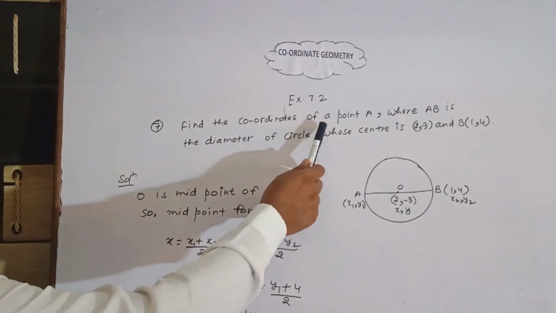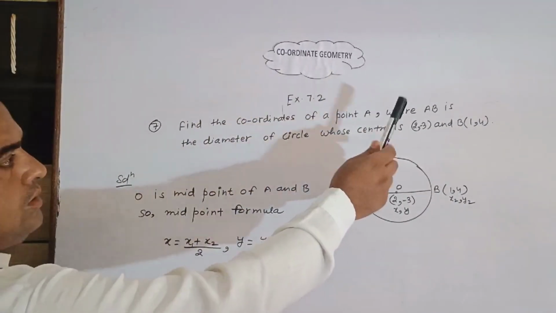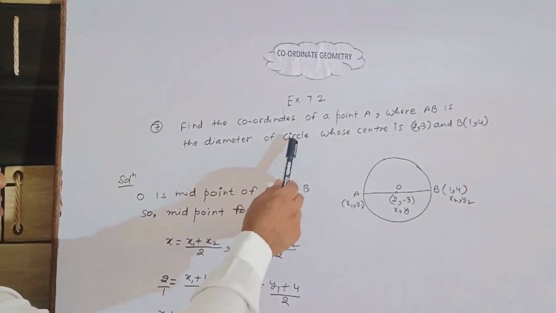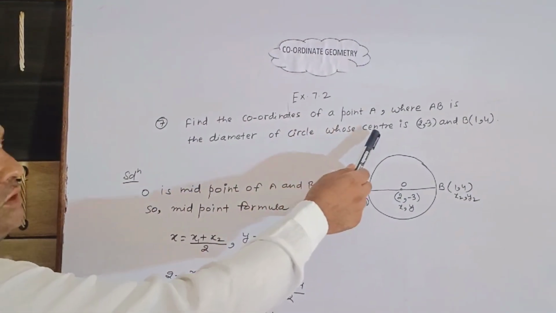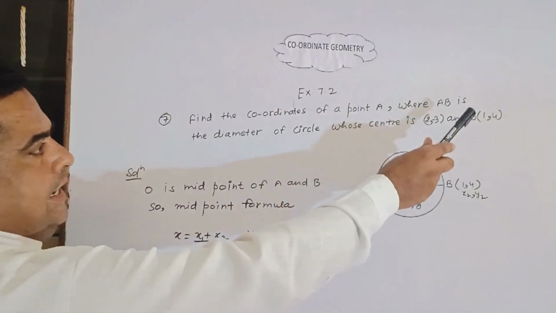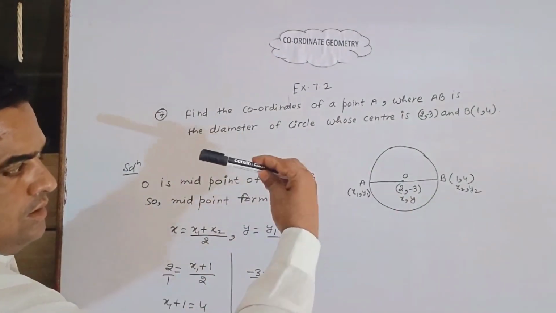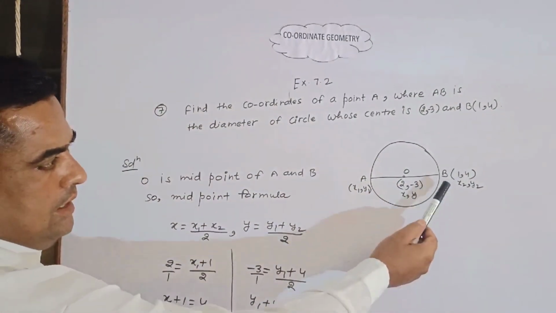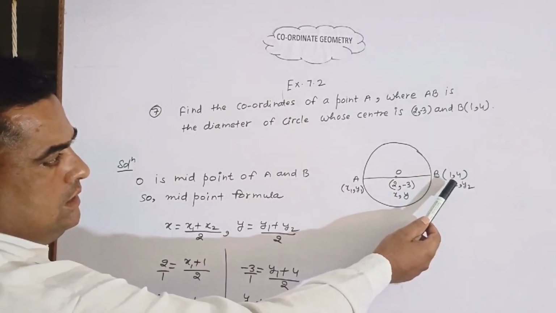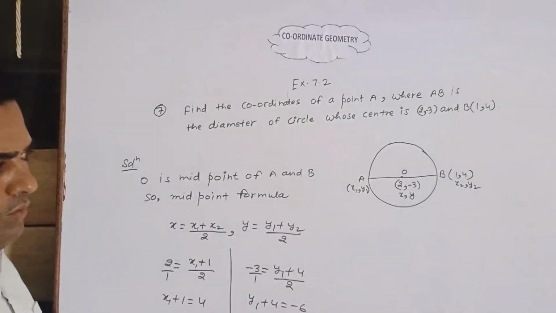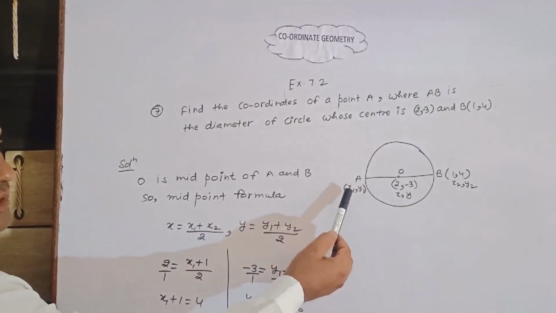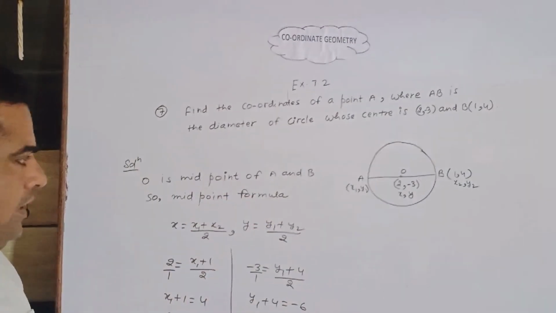Find the coordinates of A where AB is the diameter of a circle whose center is (2, -3) and B is (1, 4). Students, we are making a circle whose center is (2, -3) and the coordinates of point B are (1, 4). We have to find A. Let this point be (x1, y1).